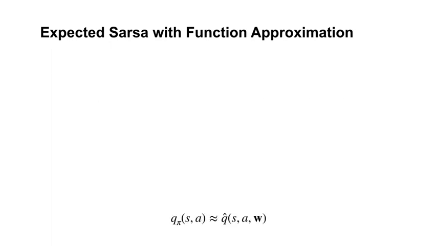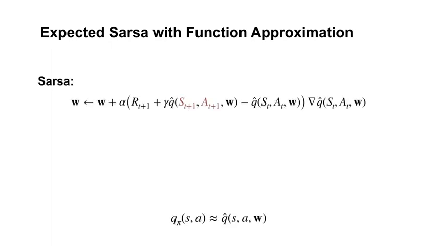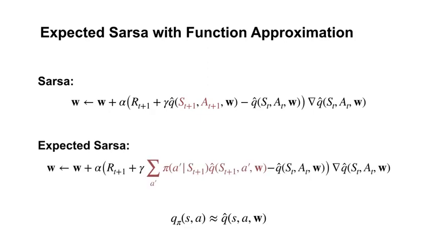First, recall the update for Sarsa with function approximation. It looks similar to the tabular setting, except the action value estimates are parameterized by the weight vector W. We also have a gradient term to distribute the error to the weights appropriately. Expected Sarsa with function approximation follows a similar structure. We compute the action values from our weight vector for every action in the next state. Then we compute its expectation under the target policy. And that's all we have to do to change Sarsa into expected Sarsa.